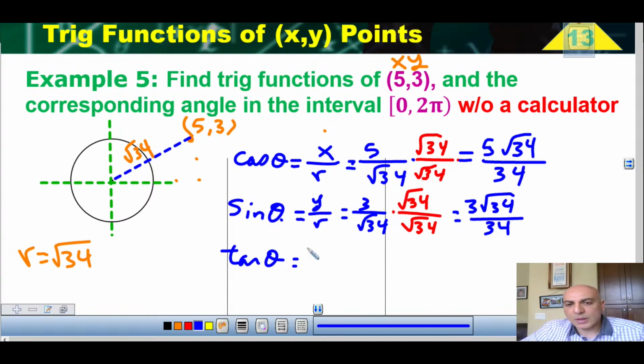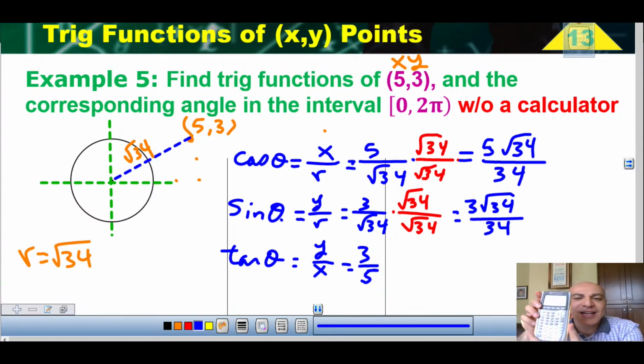Tangent theta is y over x, and that's going to give you 3 over 5, and I'm just going to leave it the way it is, 3 over 5. So now, what is this? What's the angle? I don't know the angle, but there are multiple ways you can find it. You could use the inverse function in your calculator, which we've done in a lecture a couple of lectures ago, and also number 12. So check that back.